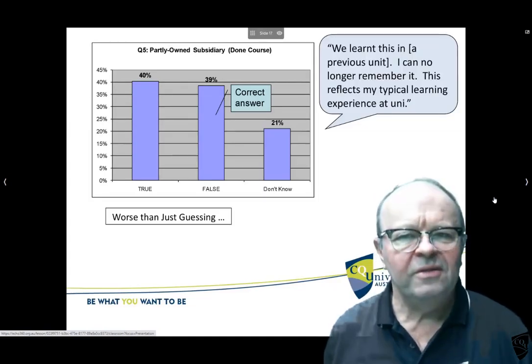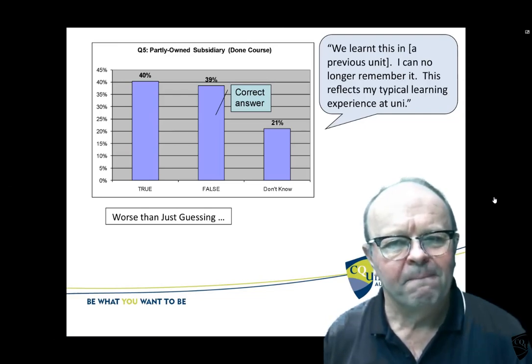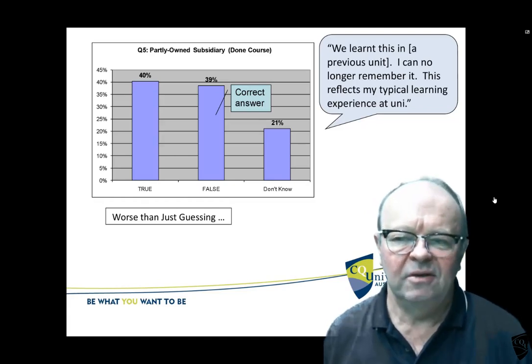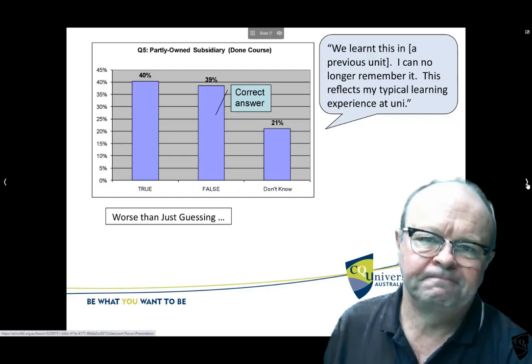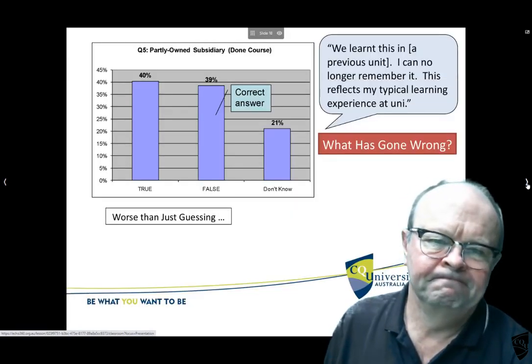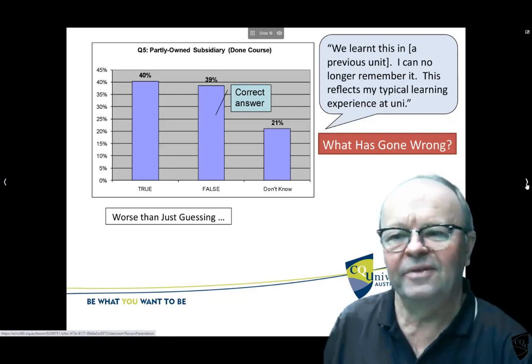One student said, "We learnt this in a previous unit. I can no longer remember it. This reflects my typical learning experience at uni." This is at the end of their degree. So what has gone wrong? Why can't people remember something just a few months or weeks after they'd studied it?